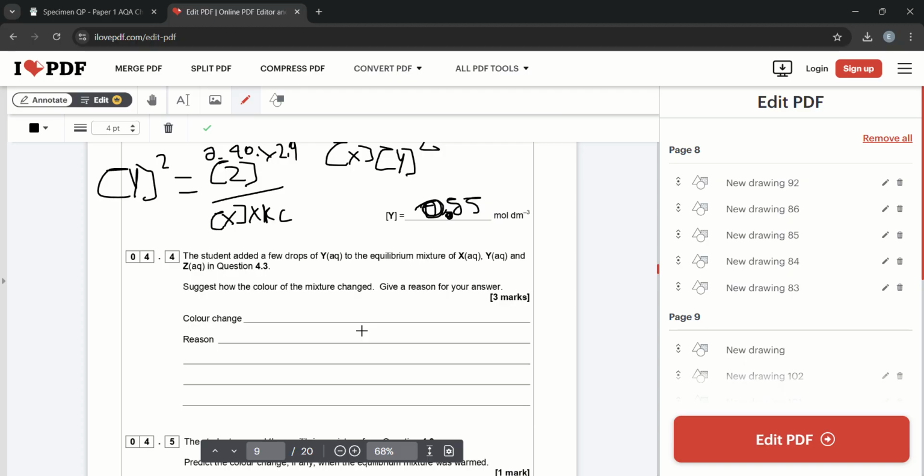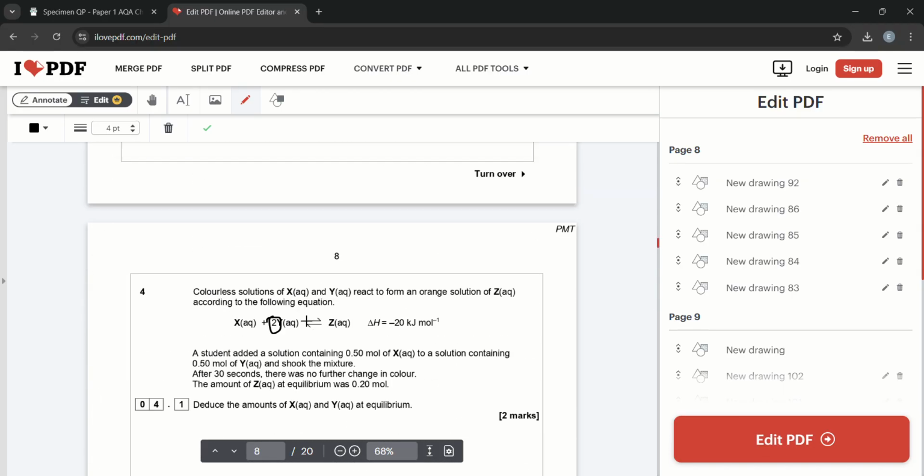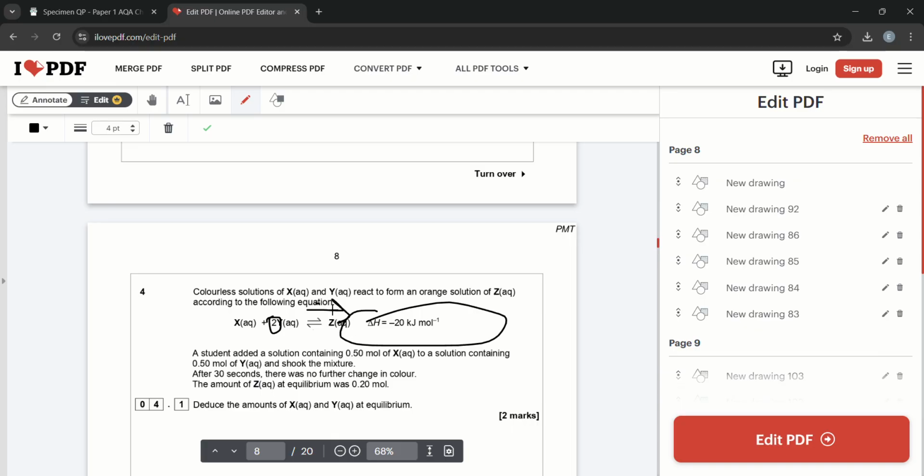So, the student added a few drops of y to the equilibrium mixture of x, y, and z. So, let's look at the equation again. Well, first things first, what is delta H? Delta H is negative, so that tells me the forward reaction is exothermic, backwards reaction is endothermic. We might need that, we might not, I don't think we will.